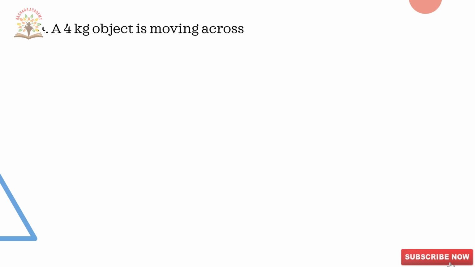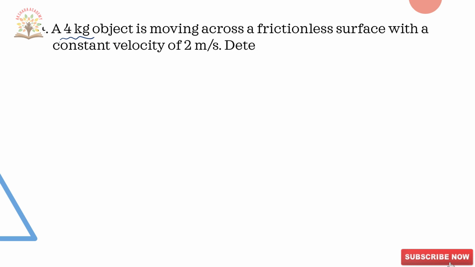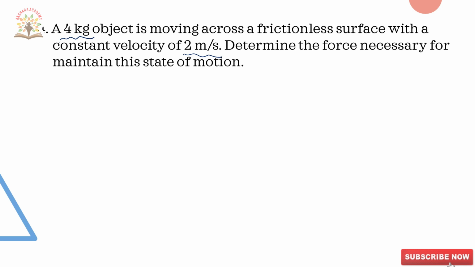A 4 kilogram object is moving across a frictionless surface with a constant velocity of 2 meters per second. Determine the force necessary to maintain this state of motion. Here they given mass 4 kilogram and frictionless surface with a constant velocity of 2 meters per second. When a body is moving with a constant velocity, its acceleration is 0. So you have to determine the force necessary to maintain this state of motion. Let us go to the solution.